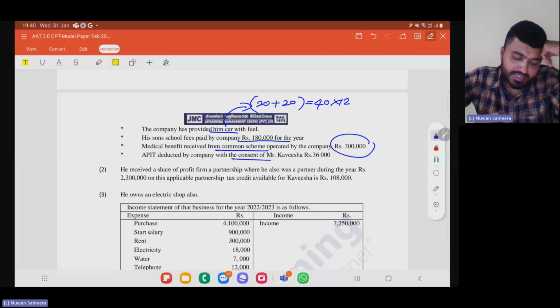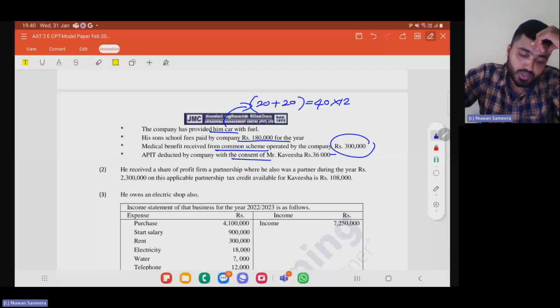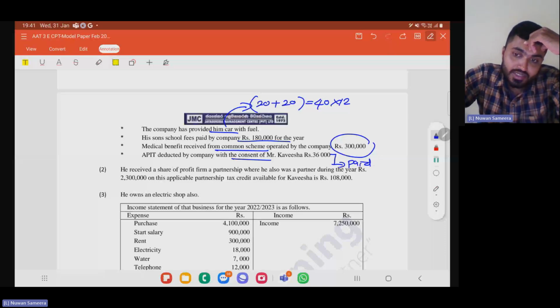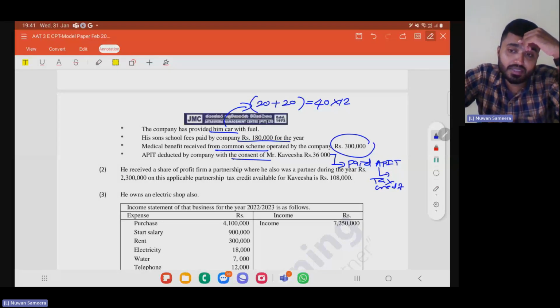Okay. So what is the application of this? If there is any paid APIT, what can you do simply? You can deduct the paid APIT as a tax credit. So there is no other application for you. The examiner never asks to calculate the APIT. Those are simply the applications of the APIT.